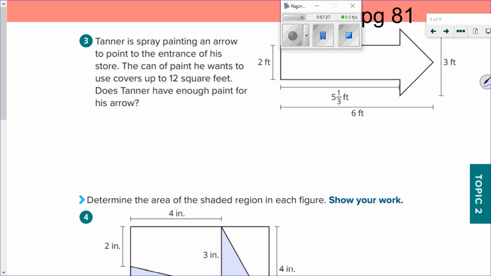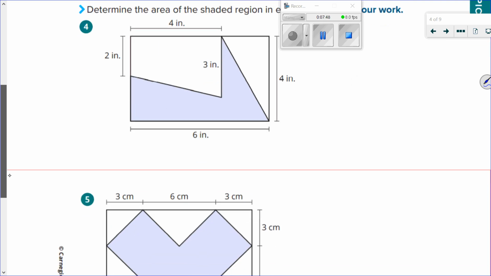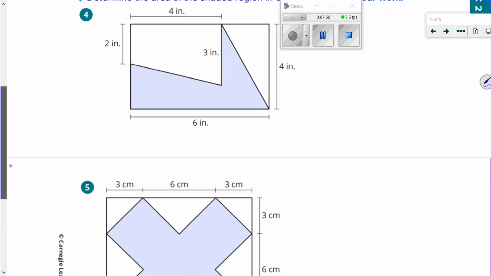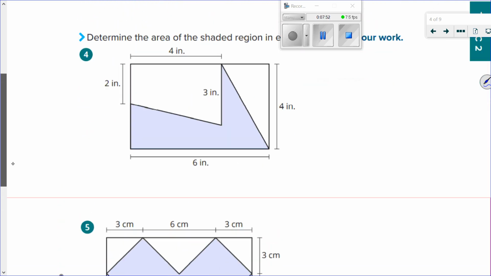Let's go to this, page 81. Okay, on this one, Tanner is spray painting an arrow to point to the entrance of his store. The can he wants to use covers up to 12 square feet. Does Tanner have enough paint for his arrow? There's our question. So again, you're going to break the arrow into pieces that you can find the areas of. Find the areas, put it together. You're also doing numbers 4 and 5. This is basically going to take us most of the way up to lunch at this point.